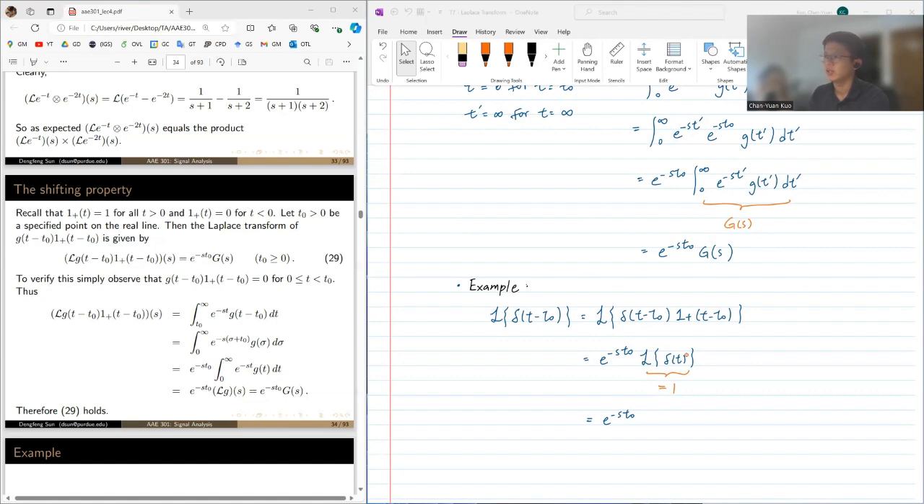And then according to the property that we have just derived, we know that this will equal e to the negative st0 times the Laplace transform of the delta function. And we know that the Laplace transform of the delta function equals 1. So in the end, we will be left with e to the negative st0.